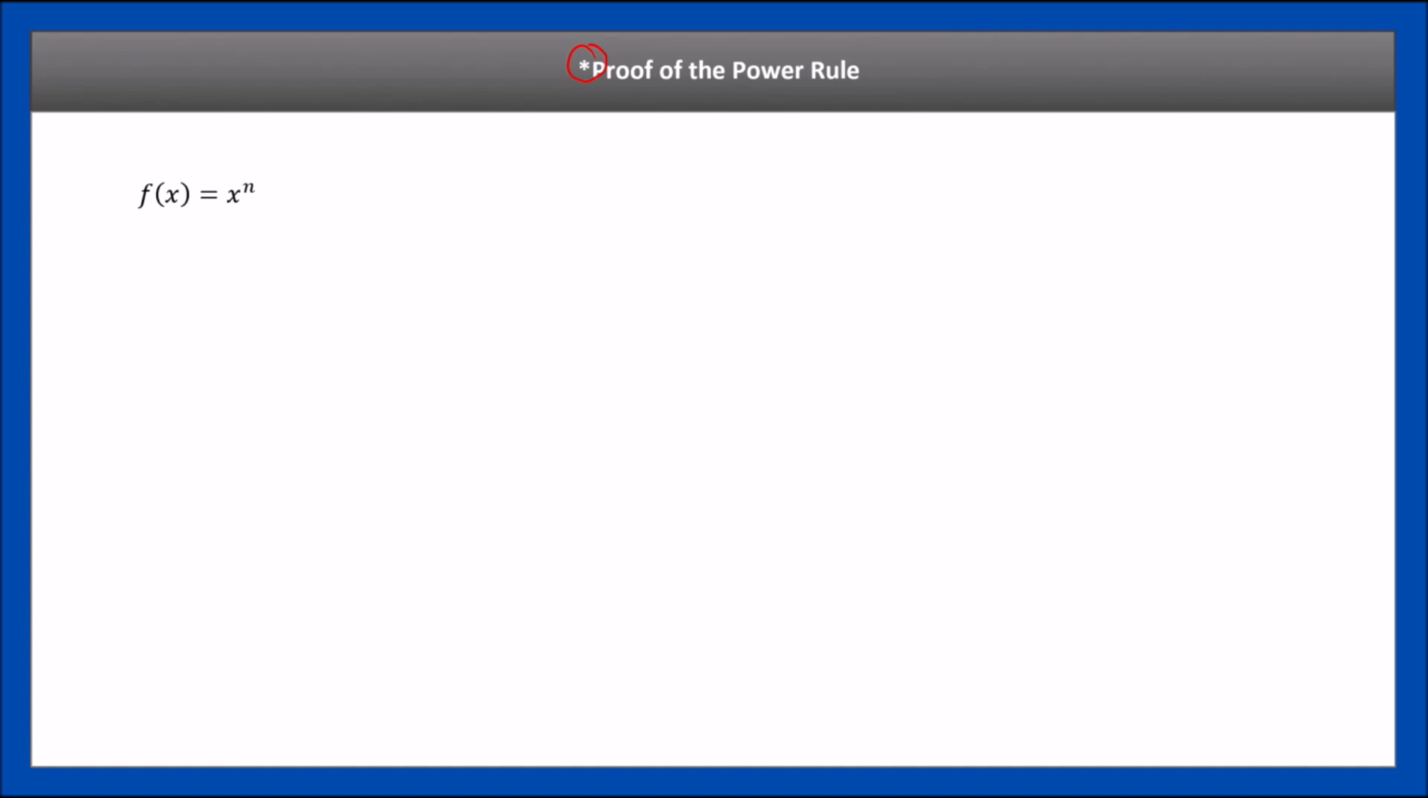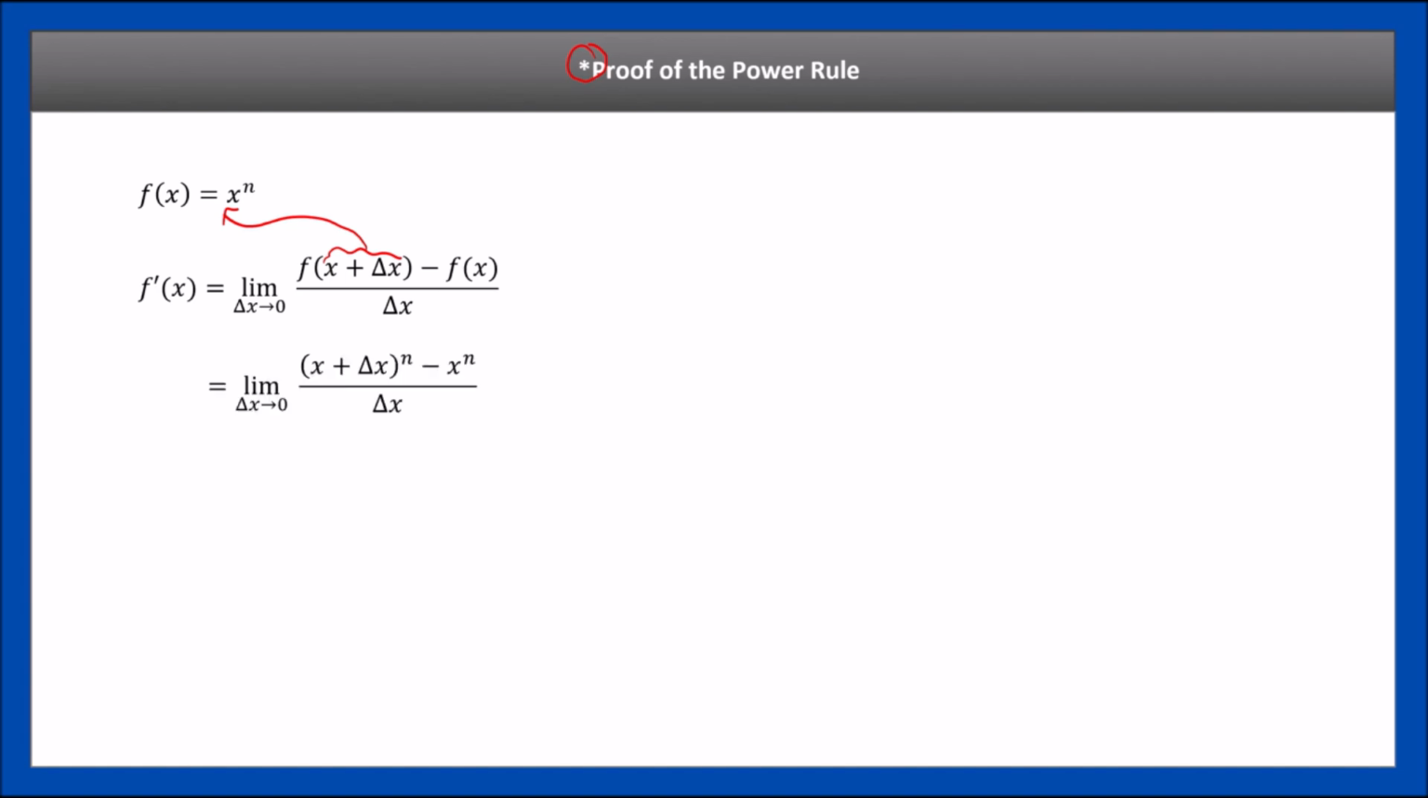So first thing we need to do is use the limit definition, just to remind you. Then we're going to plug in x plus delta x into here. The heart of this proof is to show you what x plus delta x to the n power looks like. This is the main part of what we need to do.